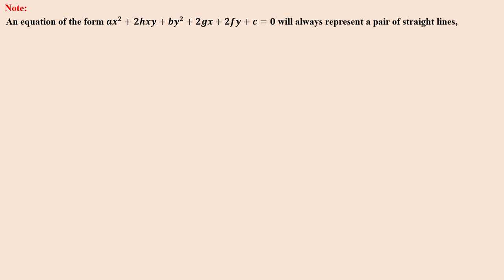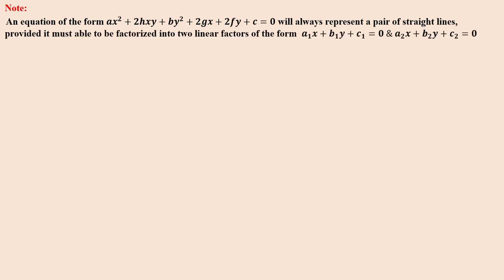Next, an equation of the form ax² + 2hxy + by² + 2gx + 2fy + c = 0 will always represent a pair of straight lines, provided it can be factorized into two linear factors of the form a1x + b1y + c1 = 0 and a2x + b2y + c2 = 0.